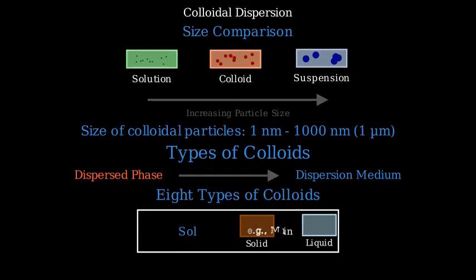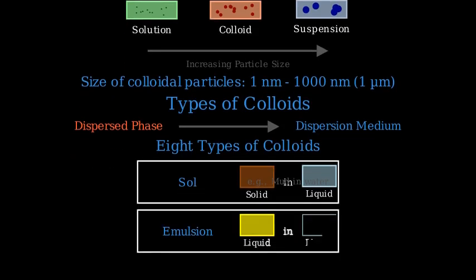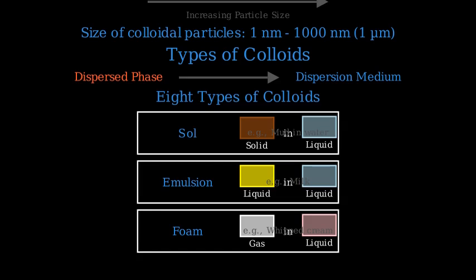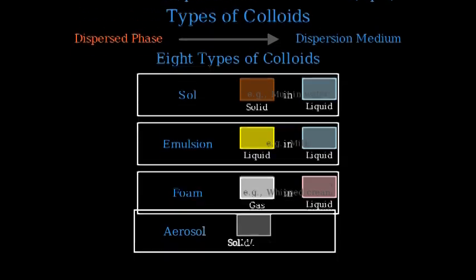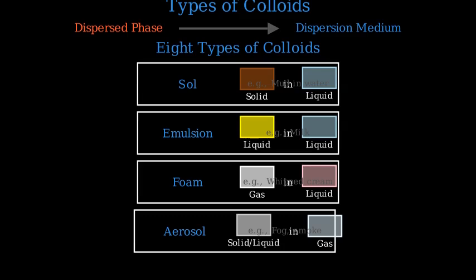1. Sol, a solid dispersed in a liquid like mud in water. 2. Emulsion, a liquid dispersed in another liquid, such as milk where fat droplets are dispersed in water. 3. Foam, a gas dispersed in a liquid or solid, like whipped cream or sponge. 4. Aerosol, a liquid or solid dispersed in a gas, such as fog or smoke.